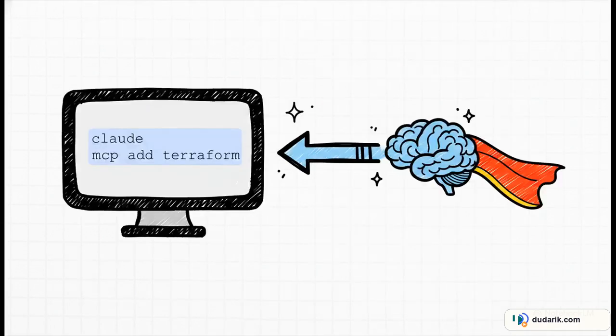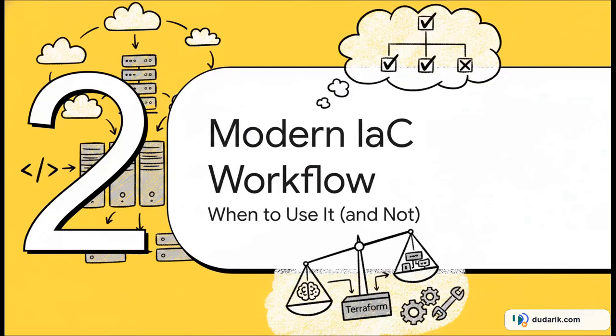You know, maybe the best part of all is just how ridiculously simple it is to get started. I mean, if you're using something like Claude Code, it is literally one command, one line in your terminal, and you're up and running. It's absolutely fantastic. So it's super easy to get going. But with great power comes, well, you know the rest. We need to be smart about where this fits in. So let's shift gears and talk about the modern IaC workflow and figure out exactly when you should use this, and maybe more importantly, when you shouldn't.